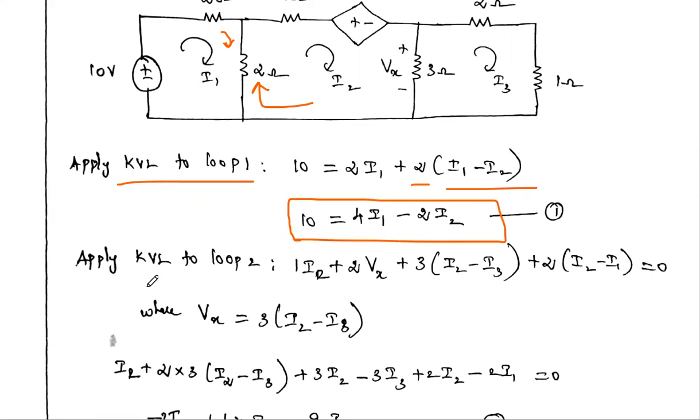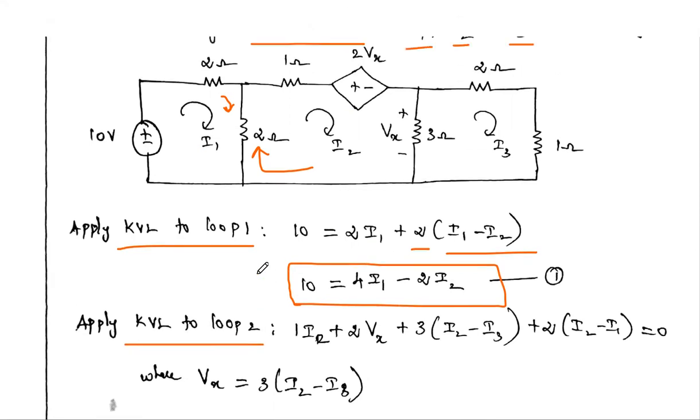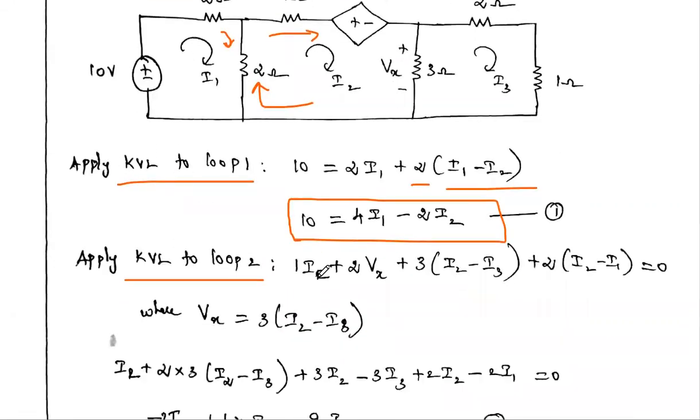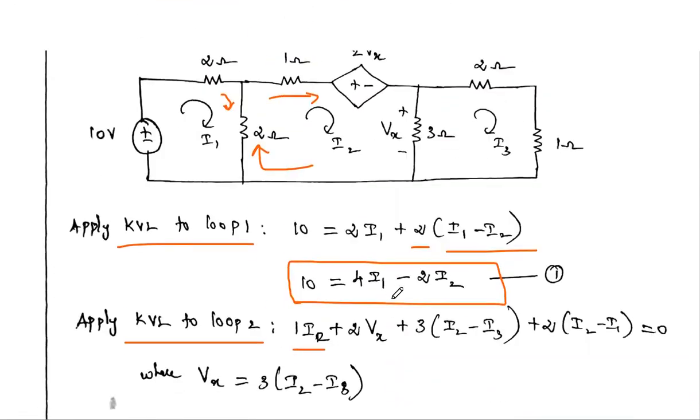Similarly, apply KVL to loop 2. This is loop 2. In loop 2, there are 1, 2, 3 resistances and one dependent voltage source. As it is, you just write. If you start from here, the 1 ohm resistor: what is the current flowing through this 1 ohm resistor? I2. So 1 into I2, you just write.